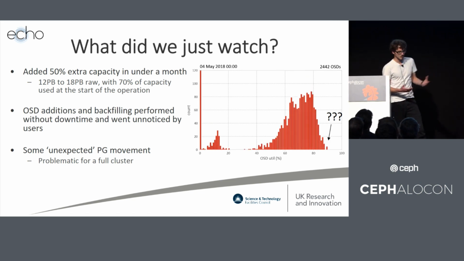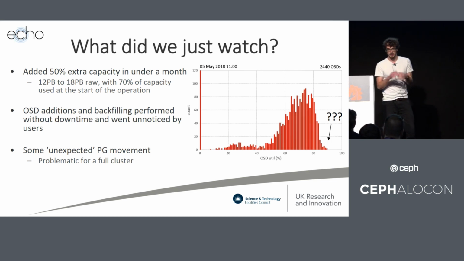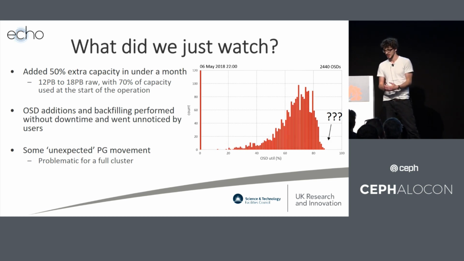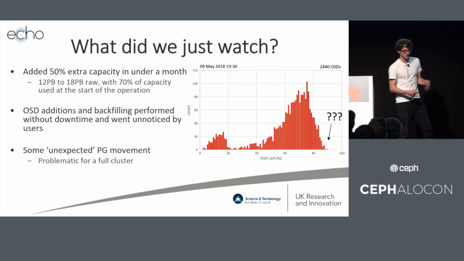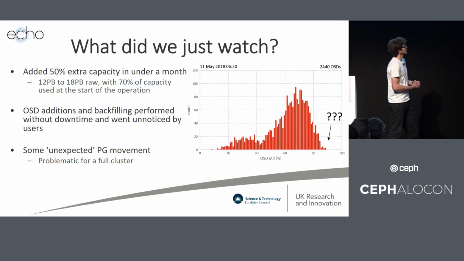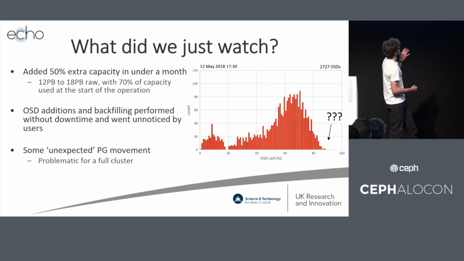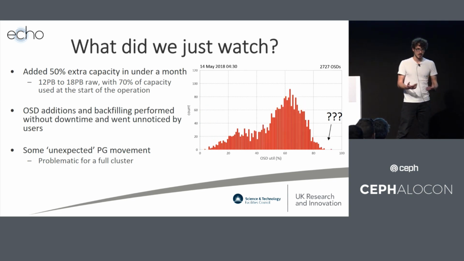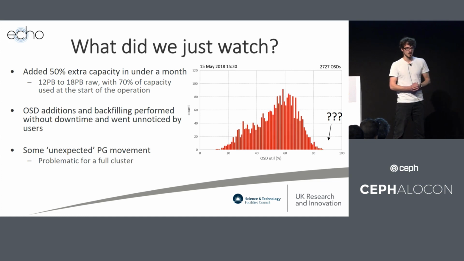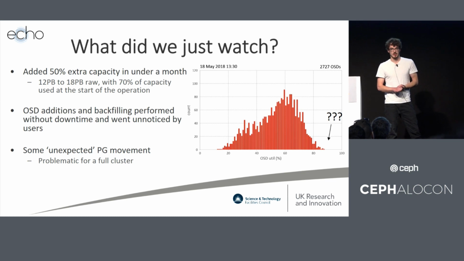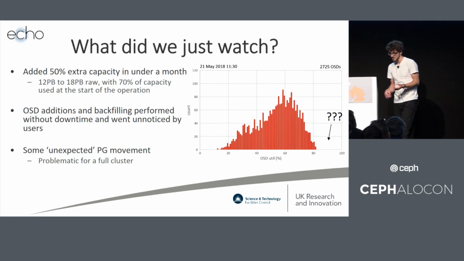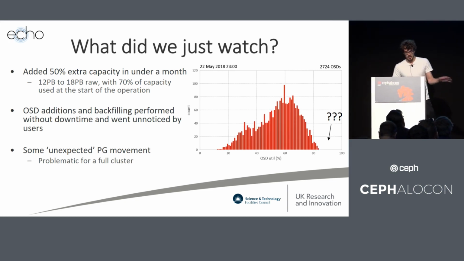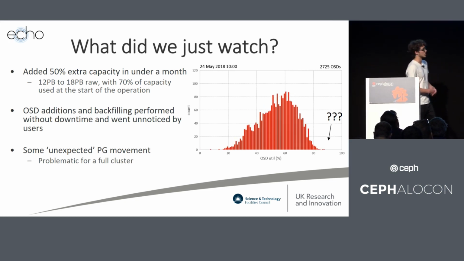So what was that? That was adding 50% of extra capacity to a production cluster in under a month. It was a 12 petabyte cluster at the beginning of that, and we added 6 petabytes of OSDs to it. This cluster was fairly full. It was 70-something% full when we started the operation. So there's nearly 8 petabytes of data in the cluster that has to be shuffled around. A third of that data has to move.